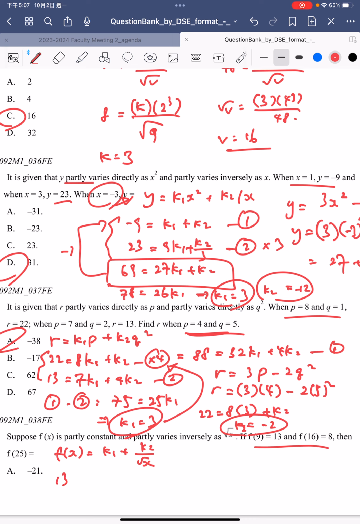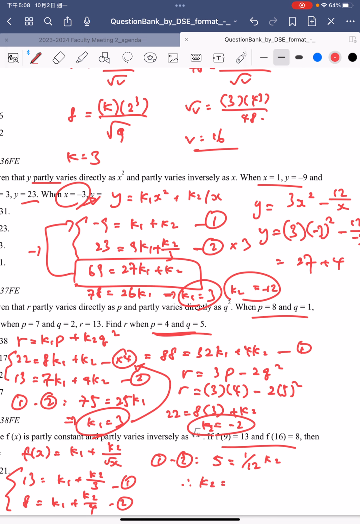So we have 13 equals k1 plus k2 divided by 3. And the second formula is 8 equals k1 plus k2 divided by 4. So first one minus the second one. On the left hand side we have 5, and k1 is eliminated, so we have the third minus the fourth. Then we have 1 over 12 k2, so k2 is equal to 60.